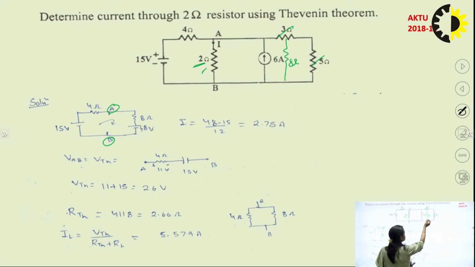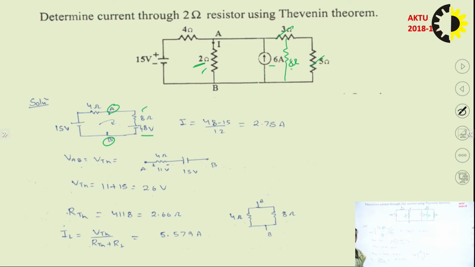So now you can see, you can do the source transformation. This is 6 ampere and this is 8 ohm resistance. So if you do the source transformation, to find the value of voltage source, what you will do, 6 into 8, right? So the value of voltage will be 6 into 8, so 48 volt, and this 8 ohm will come in series with this 48 volt source.